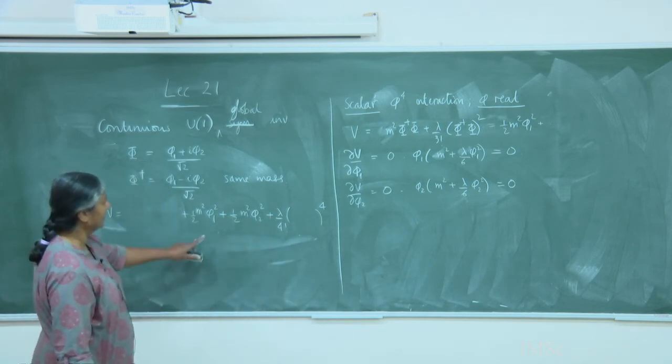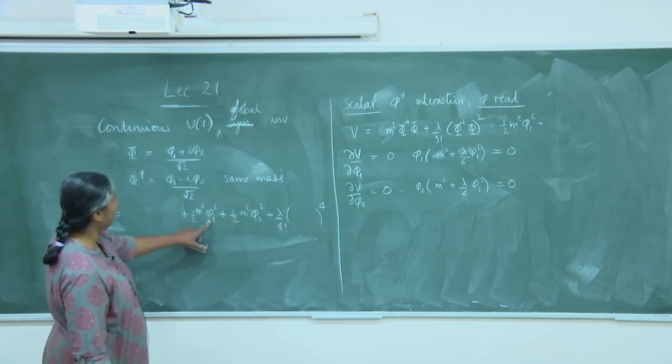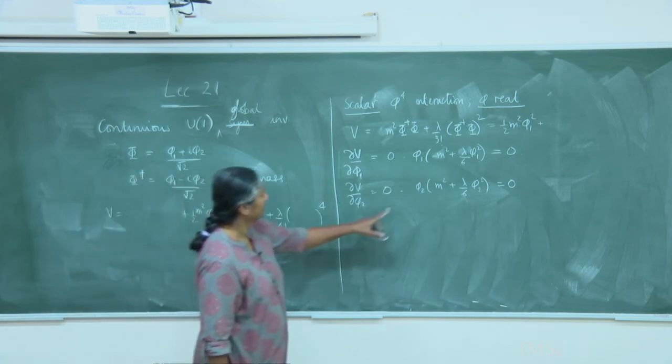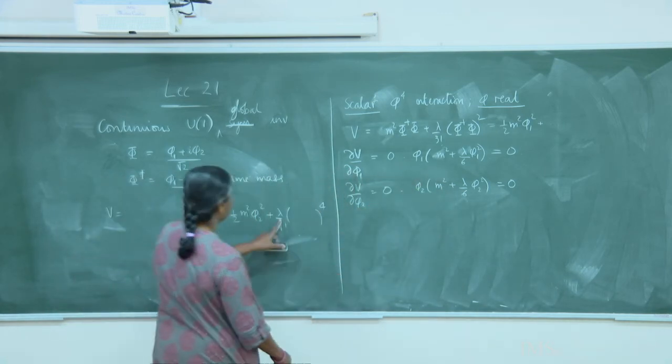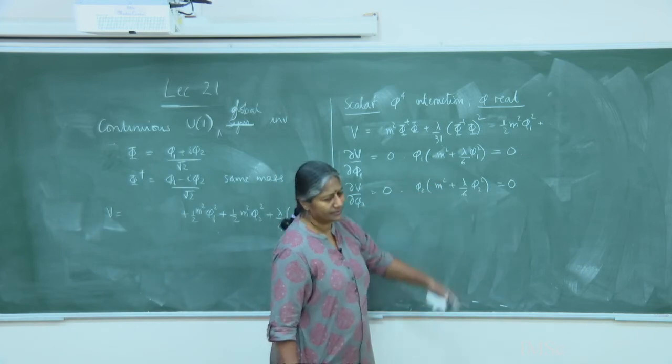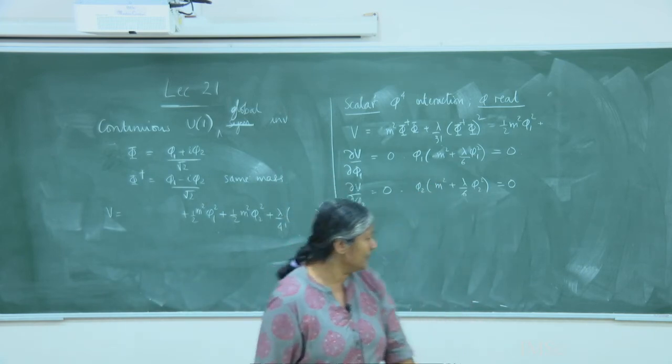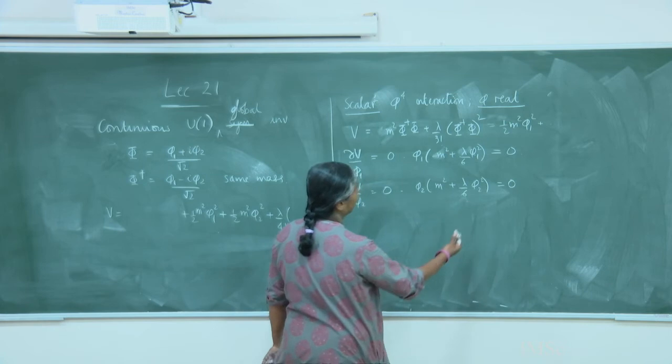Okay, so you can see that, right? So when I differentiate this with phi 1 squared, I get m squared phi 1, and this term will just give you the lambda by 6 phi 1 squared. So it is the same as the earlier one. So I have again the same set of solutions.